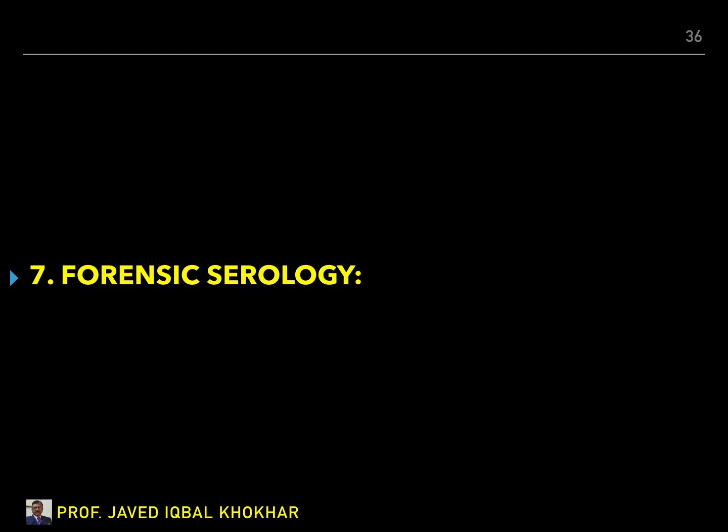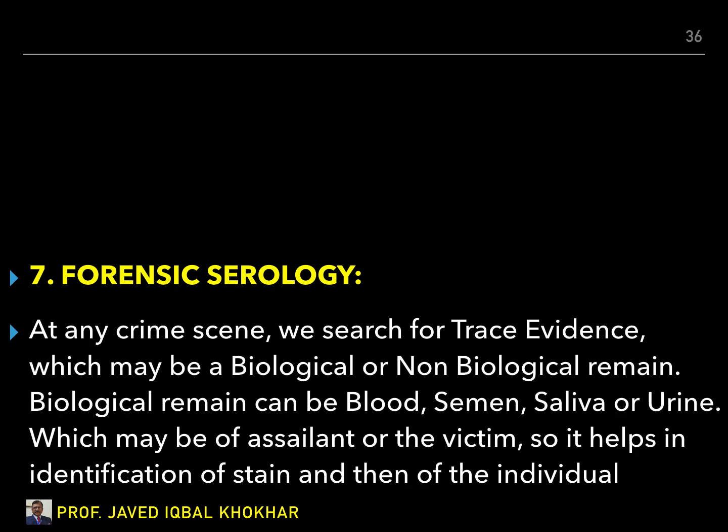Then forensic serology means all the biological remains. Trace evidence is evidence which is left at the scene of crime as a trace. And that trace is very important. It will lead to identity. And that trace can be biological or non-biological. When it is biological, then it is forensic serology. That means the saliva, the blood, the semen, or the urine of that individual. And from that, we can establish the identity and help the establishment of the crime.